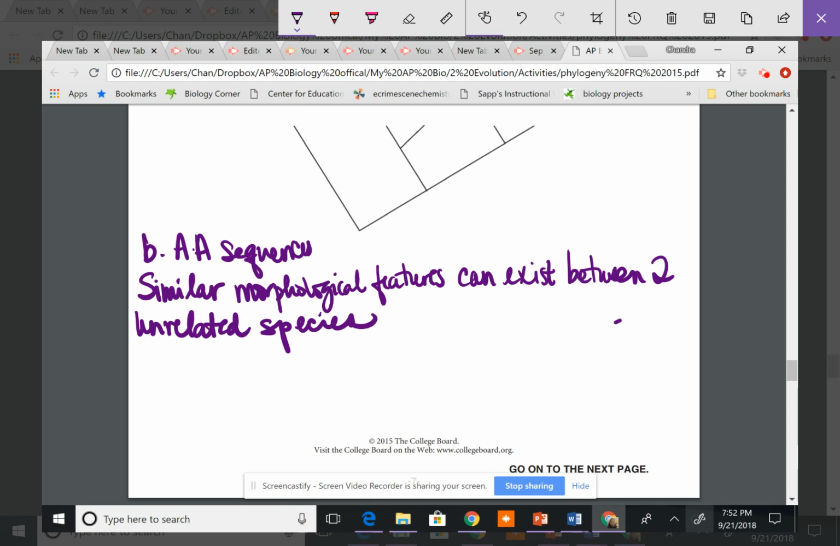Okay, so we could round this up by saying, similar morphological features can exist between two unrelated species because of convergent evolution. Now, let's say you didn't remember the word convergent evolution. Was there something else you could say? Yeah, you could explain what convergent evolution is: because they're dealing with similar problems in a similar environment, they've both adapted to those circumstances.